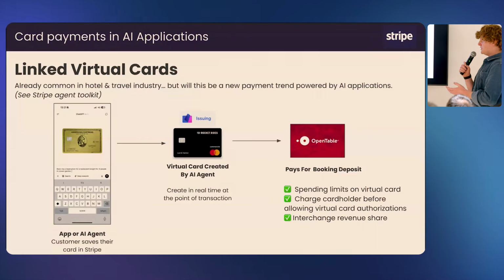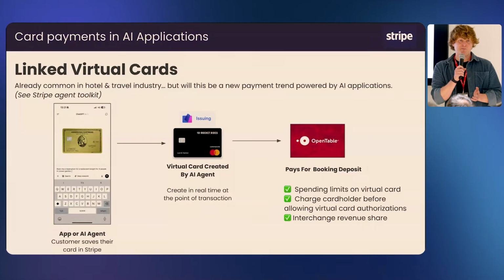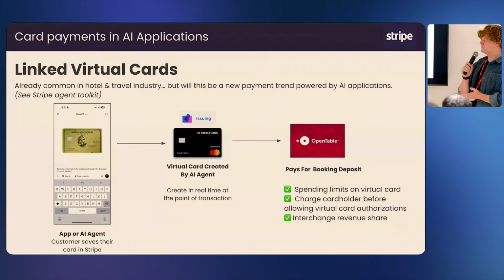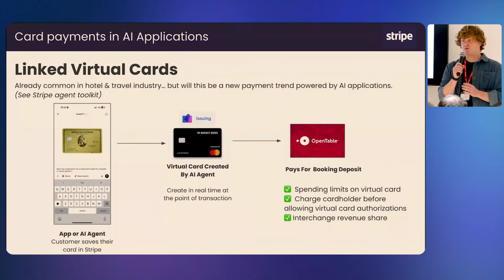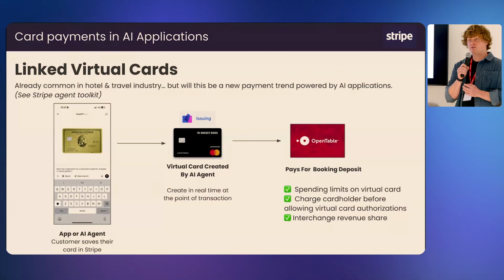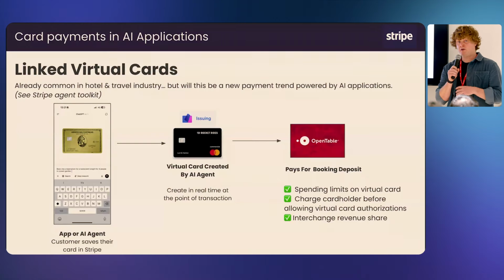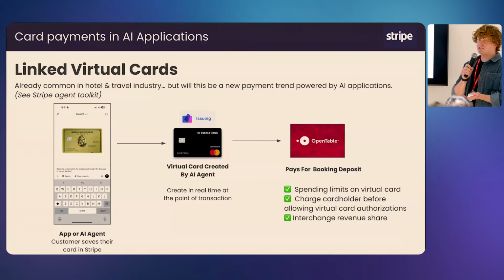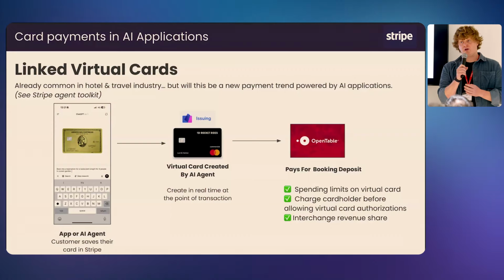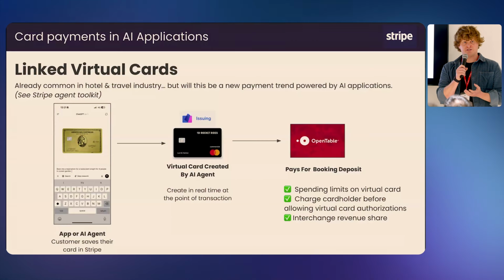Also to mention, payment processing costs money, but you can recoup some of that as well using a revenue share of interchange. The restaurant or the hotel, they're paying for payment processing, and you can receive a bit of a kickback from that. So virtual cards can actually be a revenue generator for you, as well as providing security to your users.